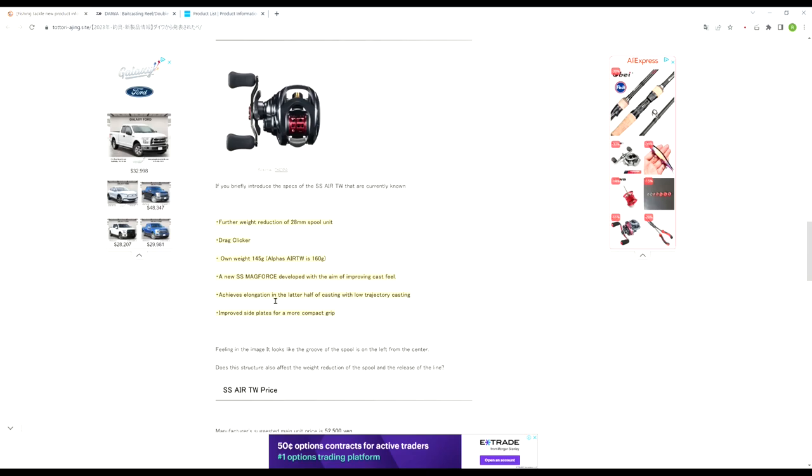So these are pretty much the exact same words used to describe the 22 Aldebaran BFS. So obviously, the Aldebaran was the target for this new SS Air TW. Now maybe that's why they moved that groove from the center to the side of the spool, because a new brake system might be taking up a lot of the space on the other side. Maybe they are giving it some kind of a two-stage boost system like the SV boost or the Magforce Z boost. We don't know yet, but I'm excited to find out.